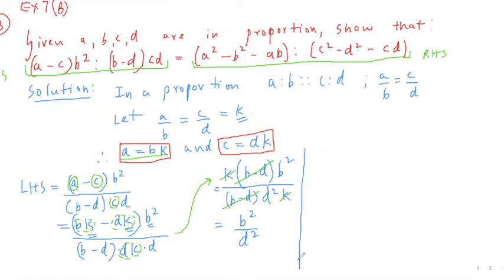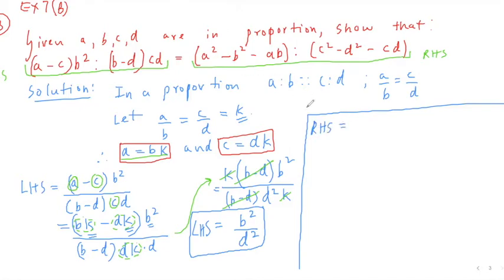Let's see if I can fit the right hand side also here. Okay, so that's my left hand side, all right? That's my LHS, and I'll just box this and keep it. Now what I'll do is separately, I'll take the right hand side. So my right hand side is a squared minus b squared minus ab, a whole thing divided by c squared minus d squared minus cd.